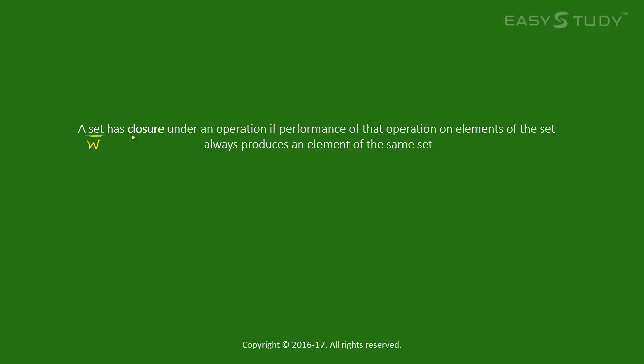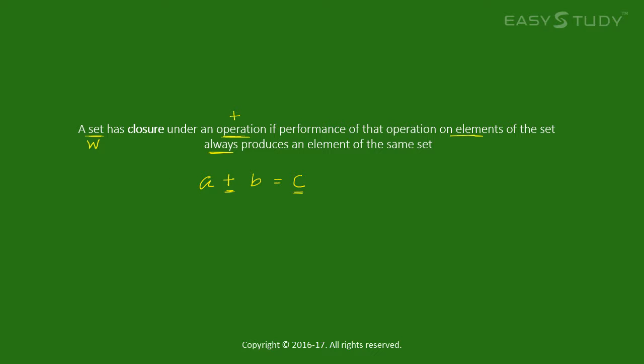Now, a set has closure under an operation. Operations could be any operations. Let's say we are performing the addition operation. If you pick elements from whole numbers, let's say a and b, and perform a plus b, and a plus b gives you the result c, if c is always a whole number, this is the key, then we can say the set has closure under addition.